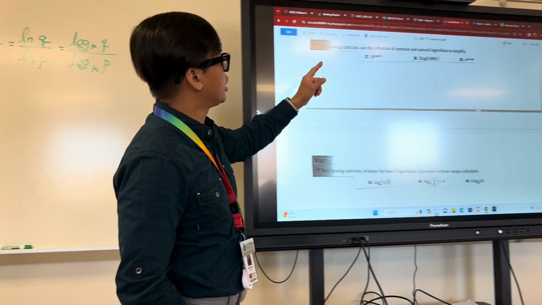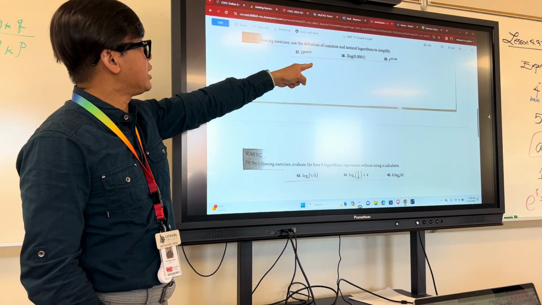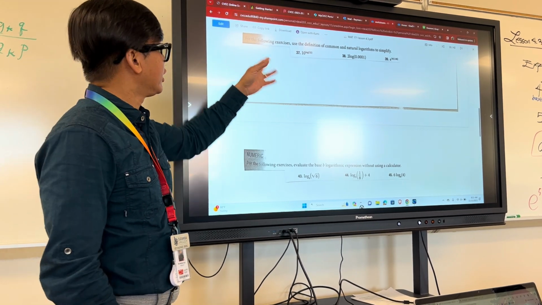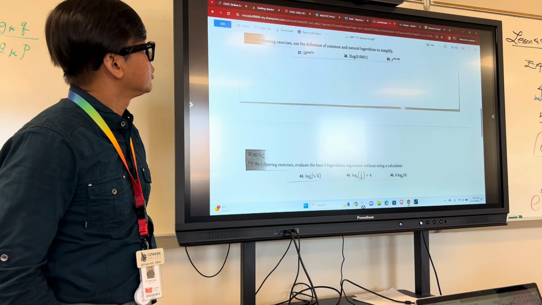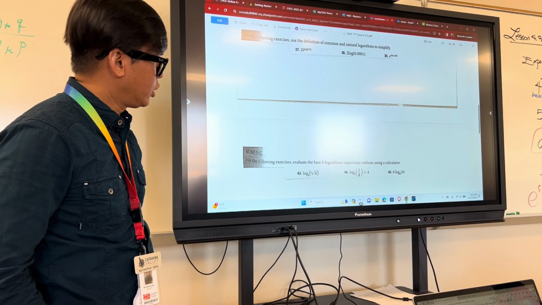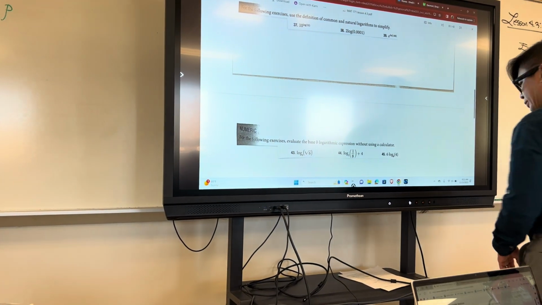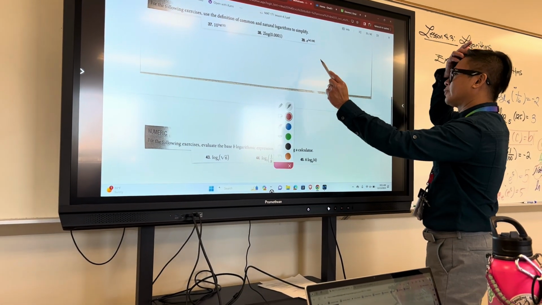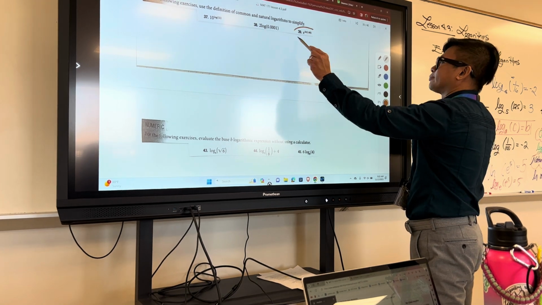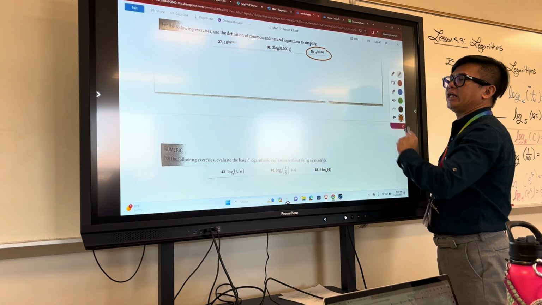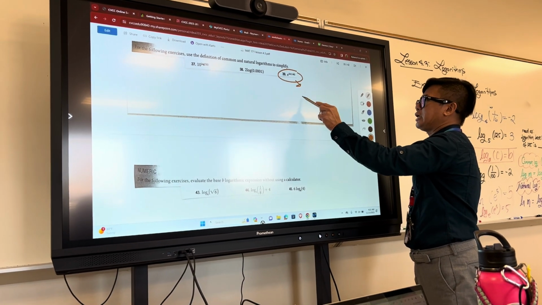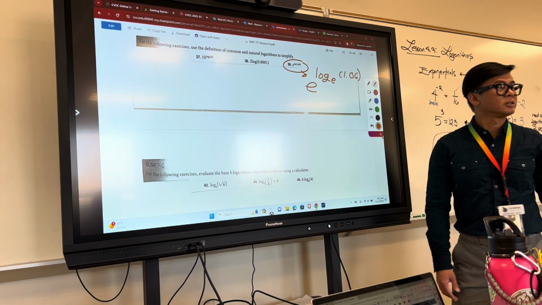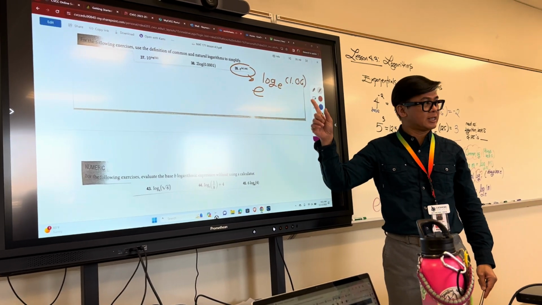Let's answer number 39 in here. Let's read the instruction first. For the following exercises, use the definition of common and natural logarithms to simplify. So in number 39, we have e to the ln 1.06. That can be written as what? ln is defined as log base e of 1.06. Are we good? So again, we change ln to log base e.